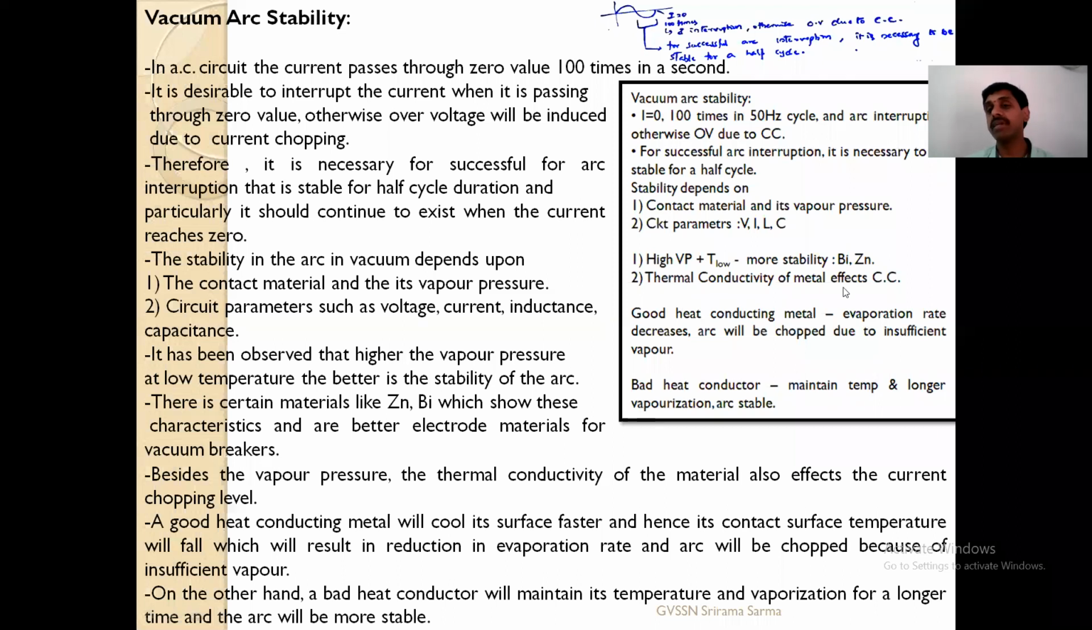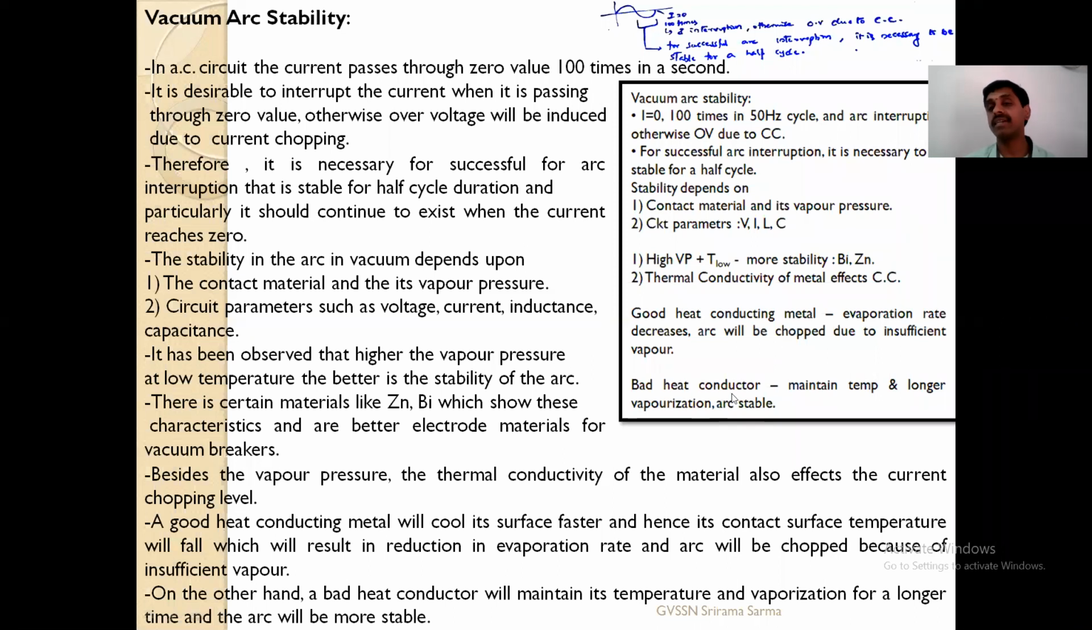The thermal conductivity of the metal affects current chopping, which is an important point. If current chopping takes place, restriking voltage occurs, and therefore the arc may restrike again. To avoid current chopping, the arc must be stable for at least half a cycle, until it reaches the natural current zero, so that interruption can be quick. If you take a good heat conducting metal, the evaporation rate decreases, and the arc will be chopped due to insufficient vapor.